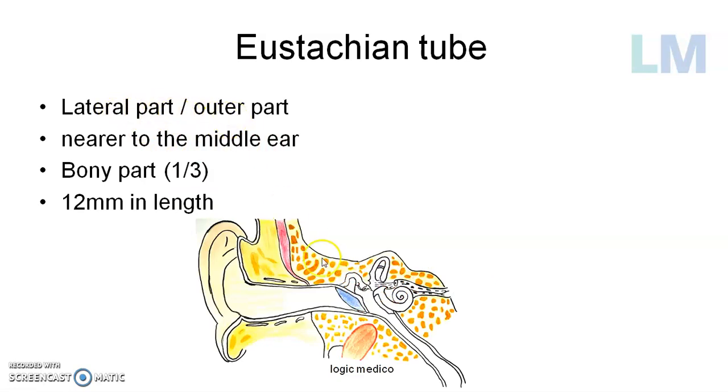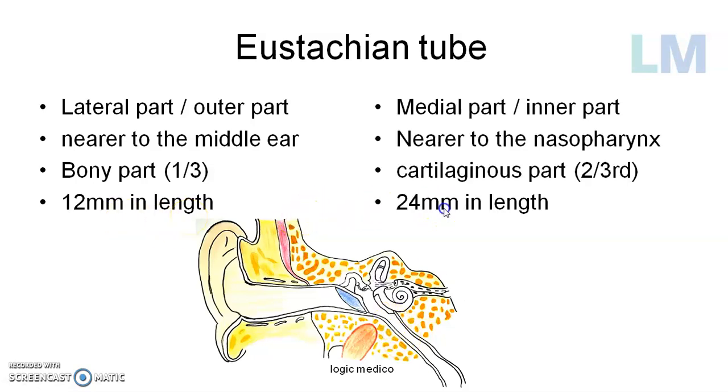The lateral part or the outer part, which is closer to the bone. Can you see this bone here? So it's closer to the middle ear cavity. It's nearer to the middle ear. The outer 1/3 of this is bony part of the Eustachian tube. It is 12 mm in length. Whereas the inner part or the medial part, which is closer to the pharynx, that is cartilaginous part. It is made up of elastic cartilage. The inner 2/3 is 24 mm in length. So totally it will become 36 mm. That is equal to the length of the Eustachian tube.